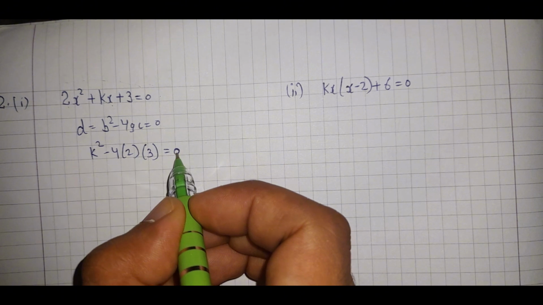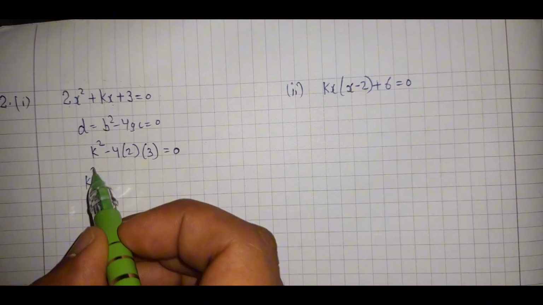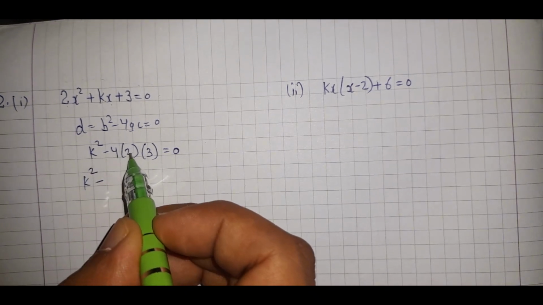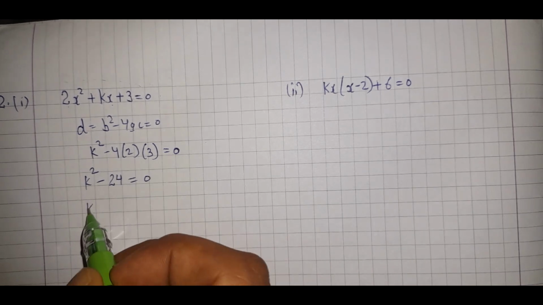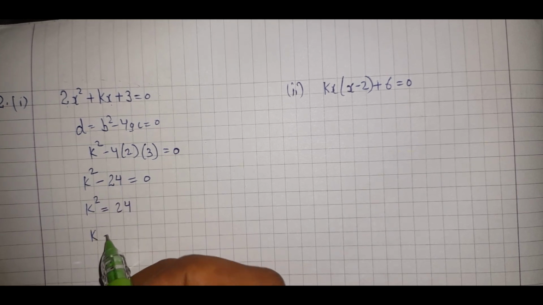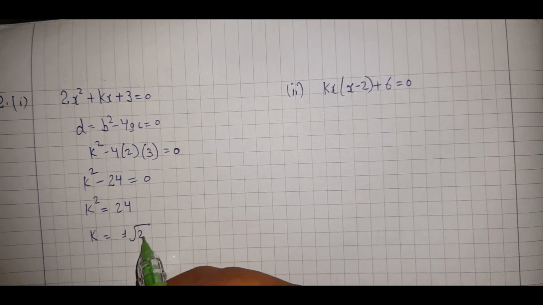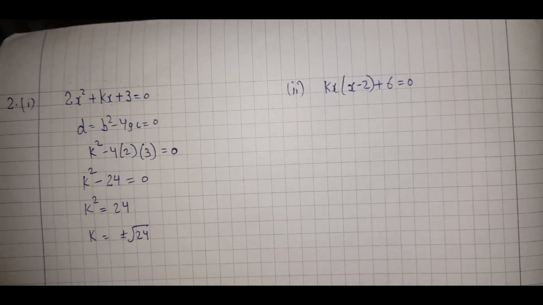The discriminant is 0 for the quadratic equation to have equal roots. So k square minus 4 times 8 times 3, that is 24, equals 0. K square equals 24 and k equals plus or minus root 24. So k equals plus or minus root 24.